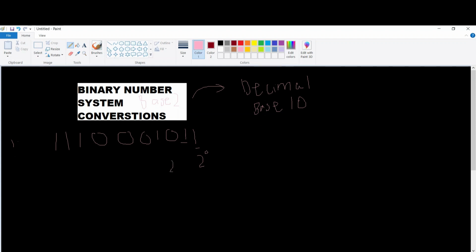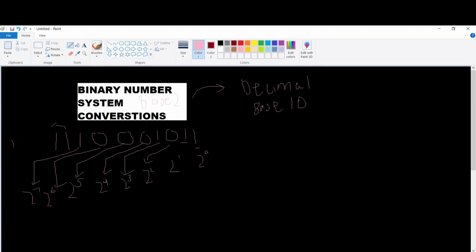Now this one would be 2 raised to power 1. This would be 2 raised to power 2. This would be 2 raised to power 3. This one would be 2 raised to power 4, 2 raised to power 5, 2 raised to power 6, 2 raised to power 7. This would be 2 raised to power 8. And the last one would be 2 raised to power 9.